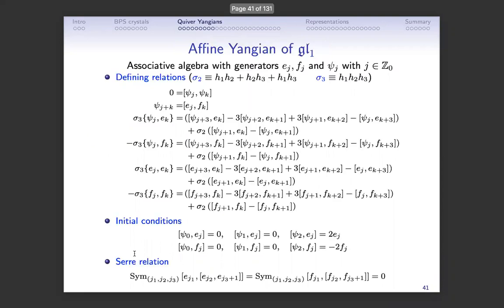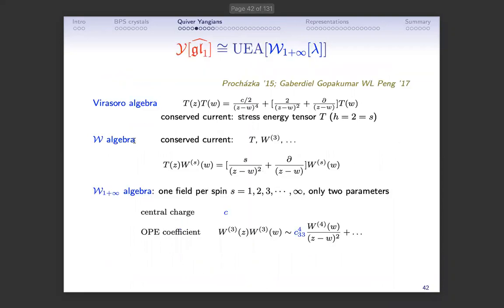So if this is not too familiar to you, maybe it's helpful to know that this alpha Yangian is actually equivalent to the universal enveloping algebra of the W1+infinity. So this W1+infinity, you can start with the Virasoro algebra here. The W algebra is just a Virasoro algebra plus some conserved currents with a higher spin.